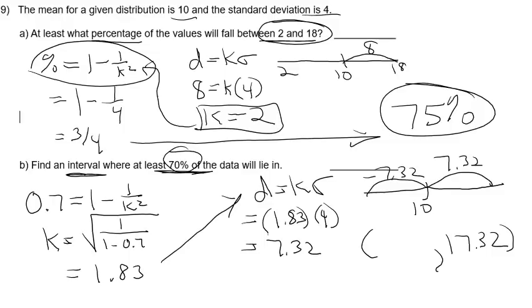And so our interval is 17.32 up here, 2.68 down below. Oh, and the answer is 2.68 for the lower interval.